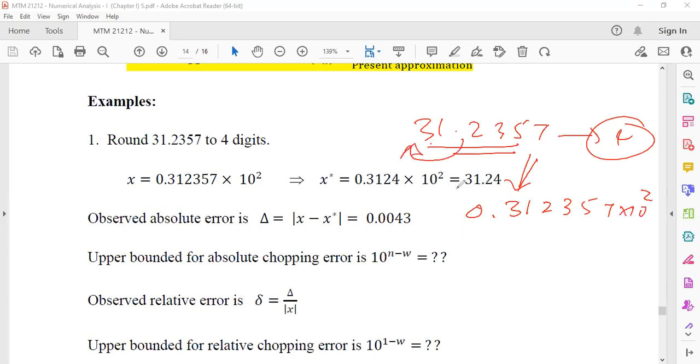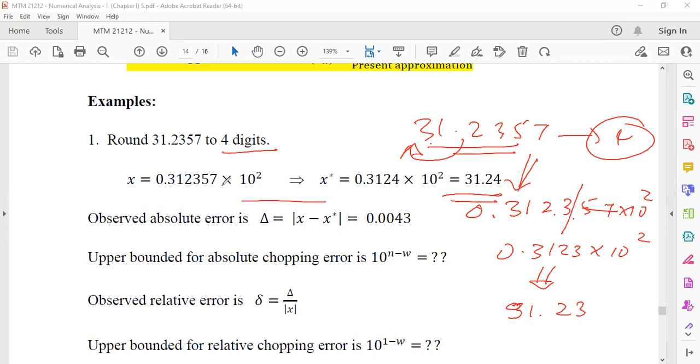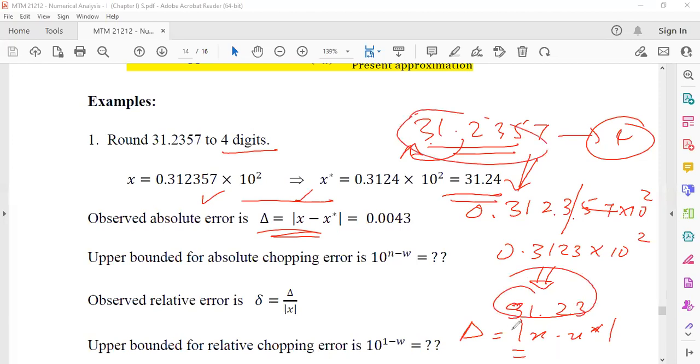Now we have to cut down to 4 digits. So 1, 2, 3, 4. The remaining will be 3123 times 10 to the power 2. If you write the fixed point again, it is 31.23. So we have written the x and x star. Now observe the absolute error delta. What is our delta? Delta is equal to mod of x minus x star. So if you subtract this from this, what is the answer? This is the answer.